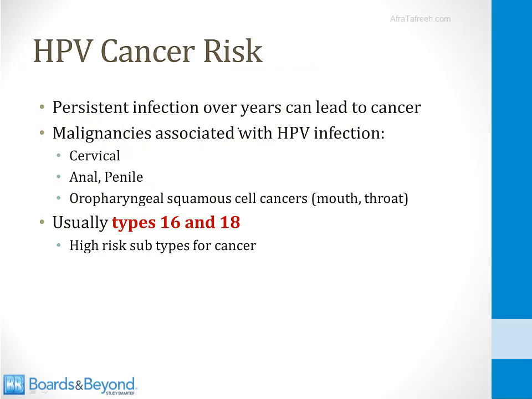Individuals who develop a persistent infection for many years can potentially develop cancer, and there are a number of malignancies associated with HPV infection. Cervical is the main one people think about, but HPV infection is also associated with anal and penile cancer, and also with certain types of oropharyngeal squamous cell cancers like those that occur in the mouth or throat. And subtypes 16 and 18 are the two types most commonly associated with cancer. These are considered the high-risk subtypes for cancer.